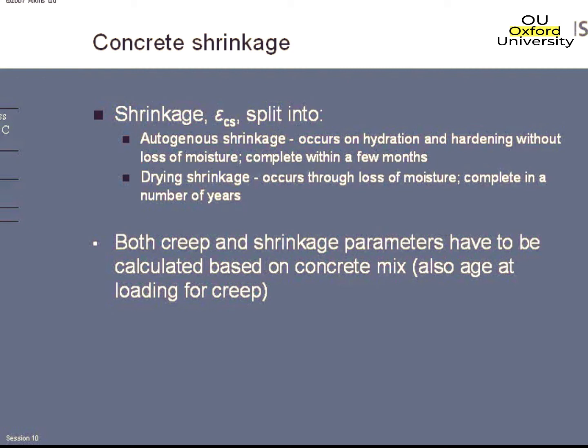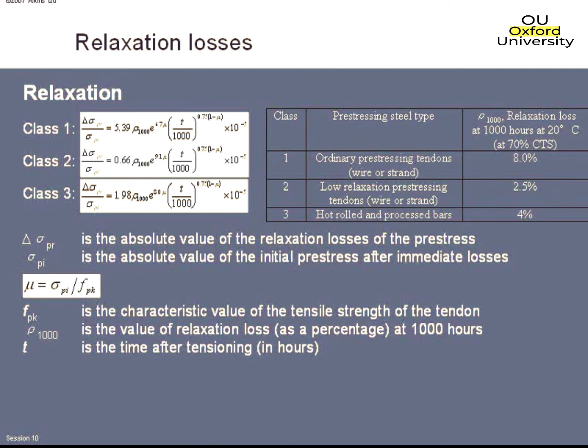The last long-term loss we have to look at is relaxation, and this is a little bit different from the approach we had previously. The table at the top right basically identifies the three different types of relaxation class that you can have, and most of our designs these days, if not all, use low relaxation strands. So all that means is if we have a strand stressed to 70% of its ultimate tensile strength at 20 degrees centigrade, and we leave it there for 1,000 hours, then we'll get a relaxation of about 2.5% of the force. What we used to do in British practice was we used to just take the loss at 1,000 hours as the loss.